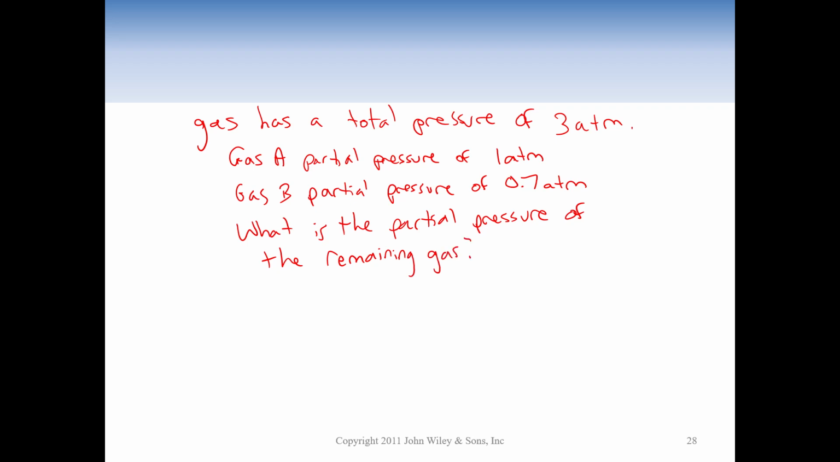Well, the total pressure of 3 is equal to the pressure of gas A plus the pressure of gas B plus the pressure of that last amount. So now we just subtract these from 3. So 3 minus 1.7 gives us 1.3. So very simple addition and subtraction.